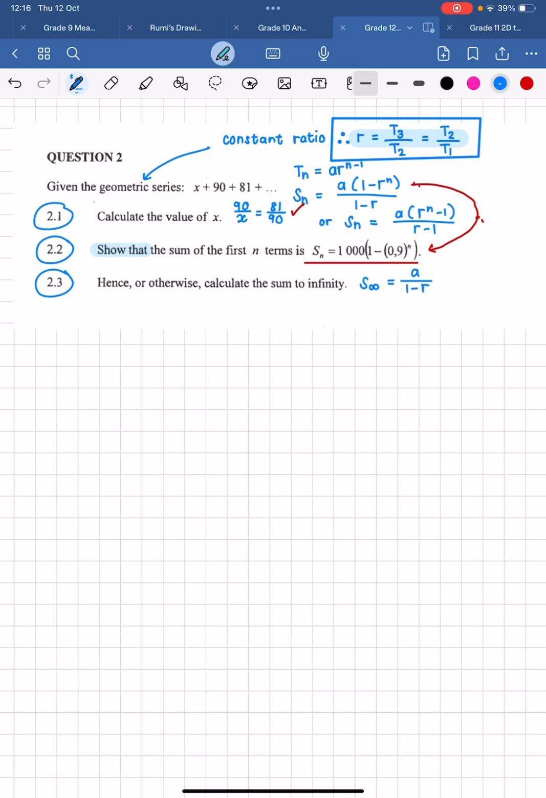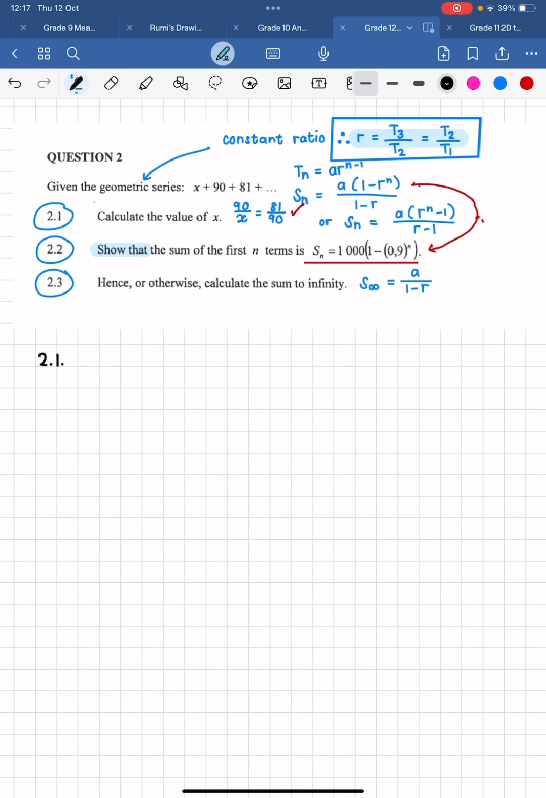Alright, so for 2.1, I did write the first line, but I'm just going to write it here at the bottom as well. The question is asking us to calculate the value of x. Now, x is the first term. Here, if we're looking at 90 and 81, that's not an easy ratio to get, hey? I'm worried that maybe you'll look at this and say, oh, that's nice, I'm subtracting 9. But can you subtract 9 if it's a geometric series? No. So you have to use this ratio formula.